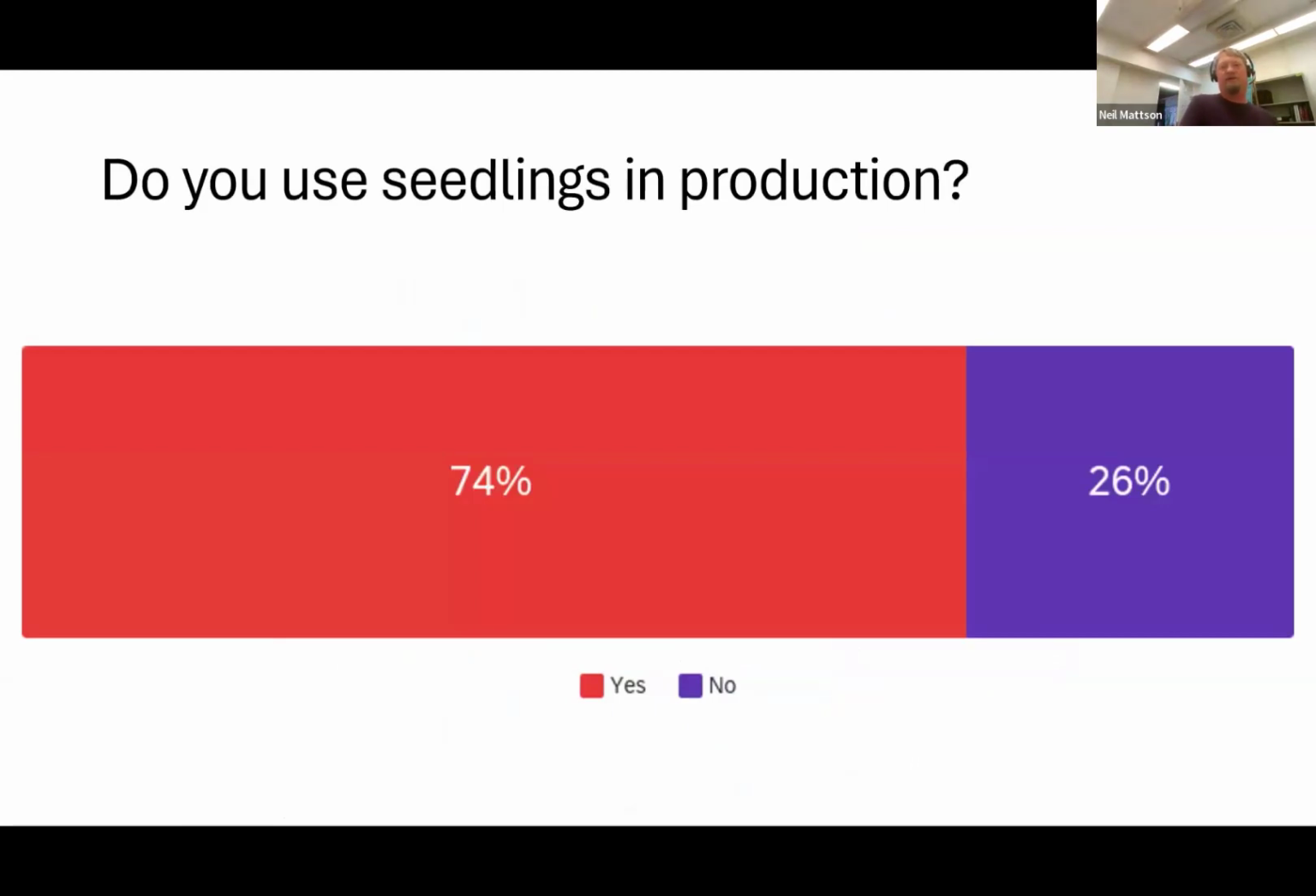So do you use seedlings in production? So this would be using plugs or liners, and 74% are yes, and 26% are no. And those that don't, it could be that they are plug producers themselves, for example, but then they sell those plugs or sell those liners.